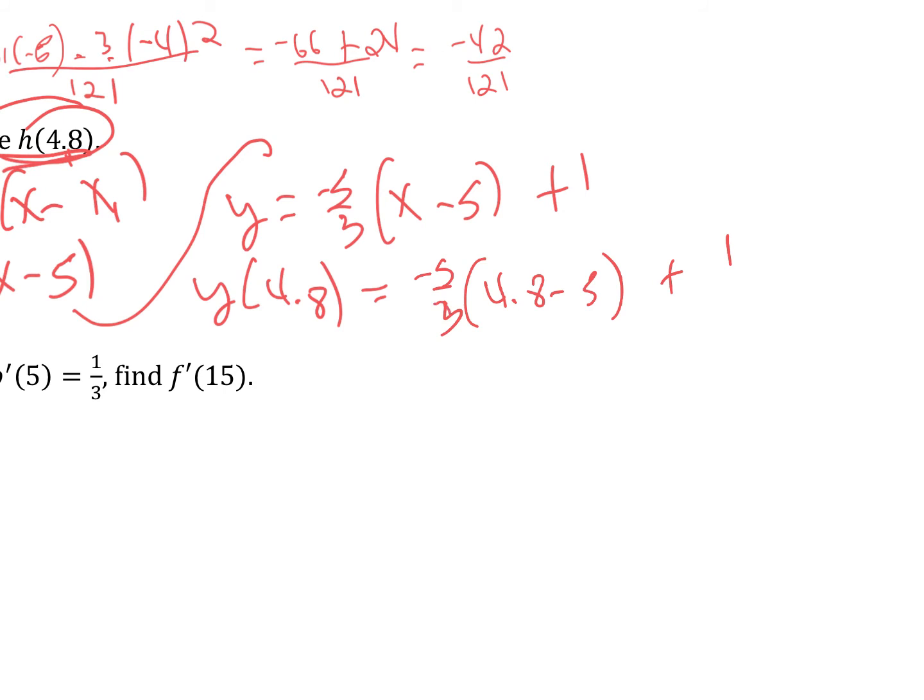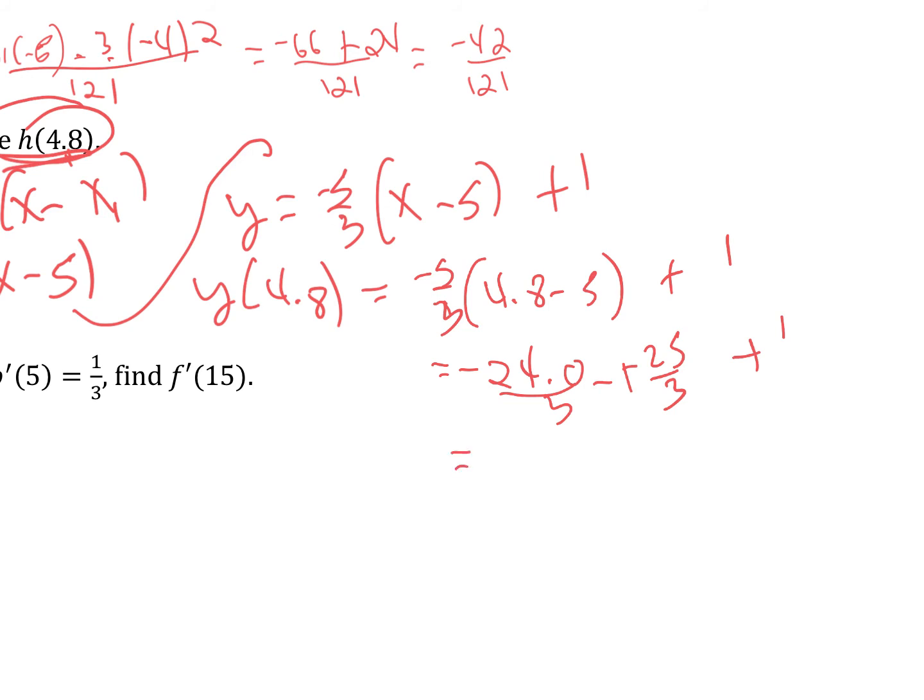Do I really want to? I'll do the numerator, because that's a 40, 24, negative 24 over 3, minus, becomes plus 25/3 plus 1. Here I go. I guess I am doing it all.